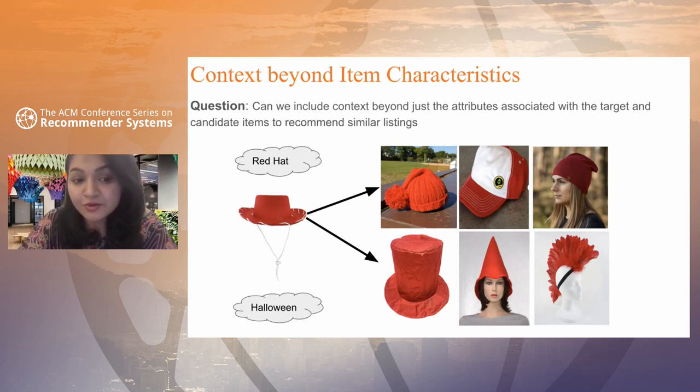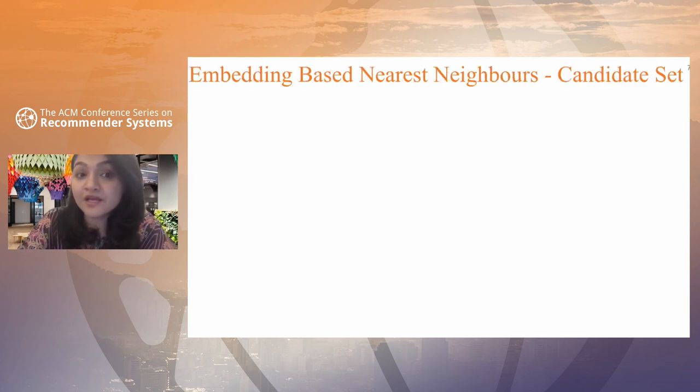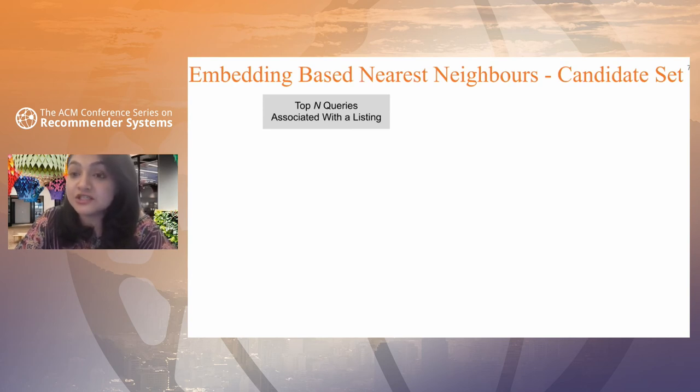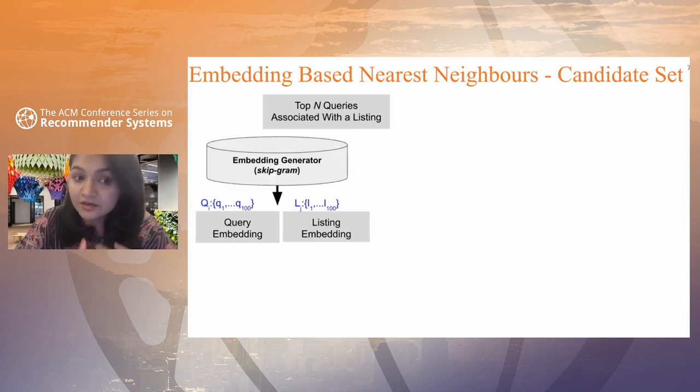For answering this question, we propose two approaches. The first is using an embedding-based nearest neighbor approach. So essentially, we use the top N queries associated with each item. I'm using the words item, product, and listing interchangeably. Given we know these top N queries from historical visit logs associated with each item, we also train an embedding model. In this case, we trained a simple skip-gram model using queries and listings, which can give us query embeddings and listing embeddings.